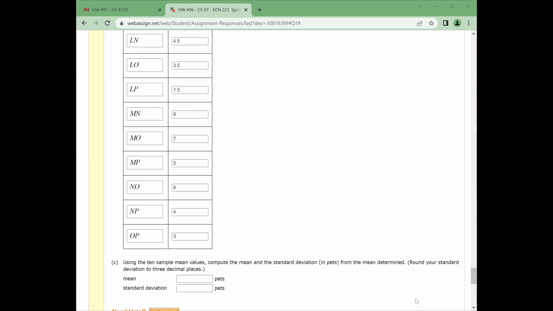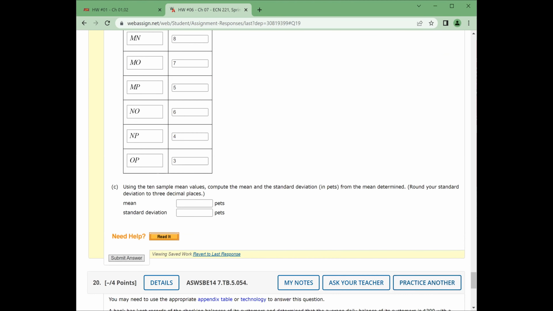All right. So then the last part is to use the 10 samples and calculate the sample mean and the sample standard deviation or variance. So we're going to treat these numbers in the right column like they're in a list. We want to put all of these numbers into L1 again, like we've been doing. So let's do that here.